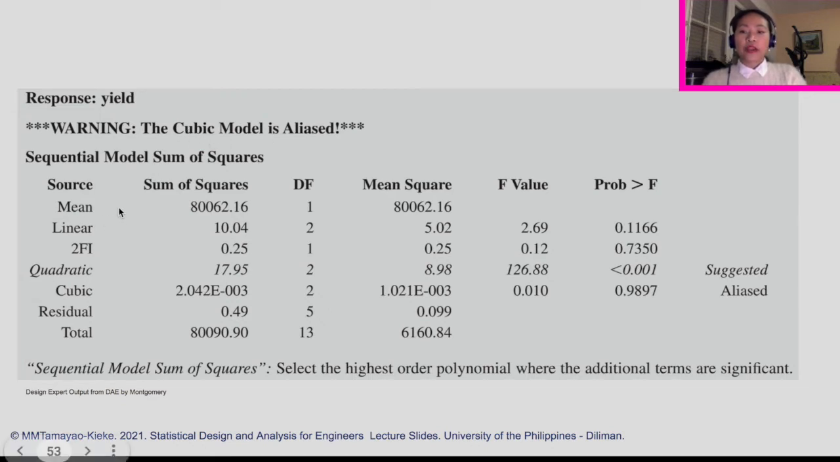All right. You can see here that the sequential model sum of squares, or extra sum of squares, was performed. So you can see the analysis of variance for the linear, 2-factor interaction, quadratic, and cubic models. Owing to the fact that the p-value for the quadratic model is very small, and for the others it's actually very high, it is recommended that we take the quadratic model.